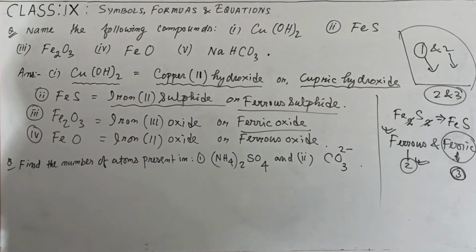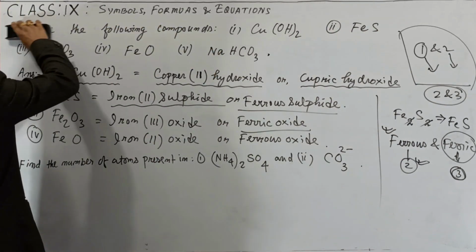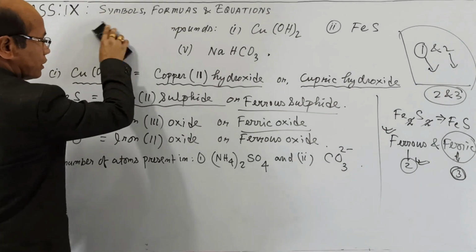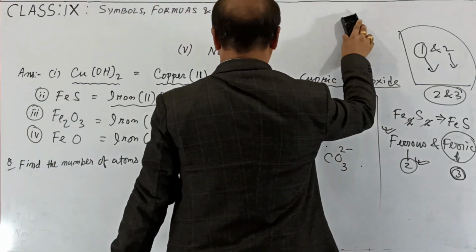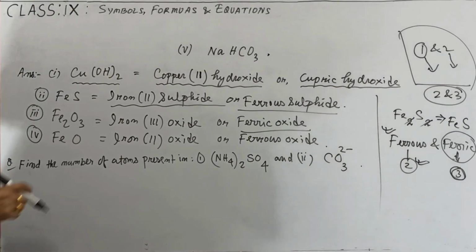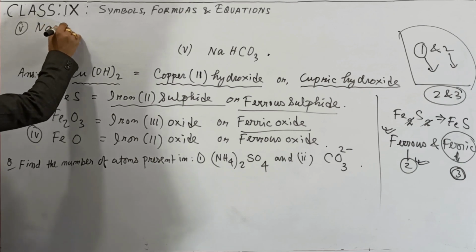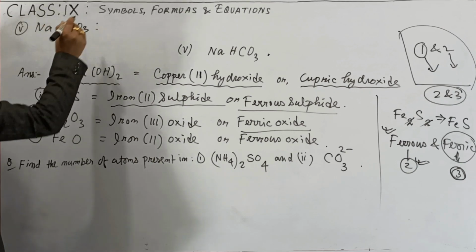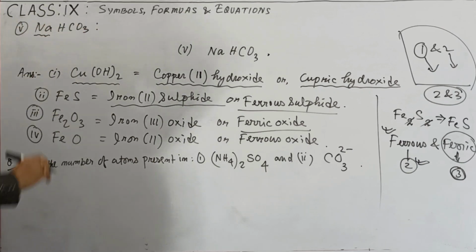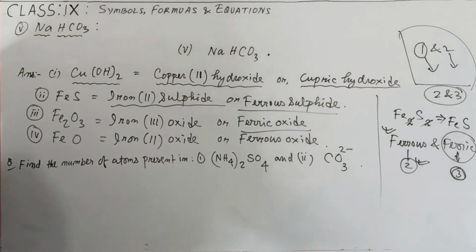So now we have to give the answer of Roman number 5. Let us remove all these things and let us continue. How do we write Roman number 5 answer? NaHCO3. Na is the symbol for sodium metal. HCO3 is a polyatomic ion. We call it bicarbonate or hydrogen carbonate.